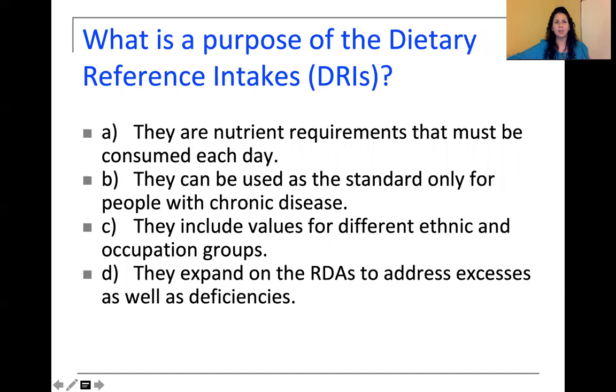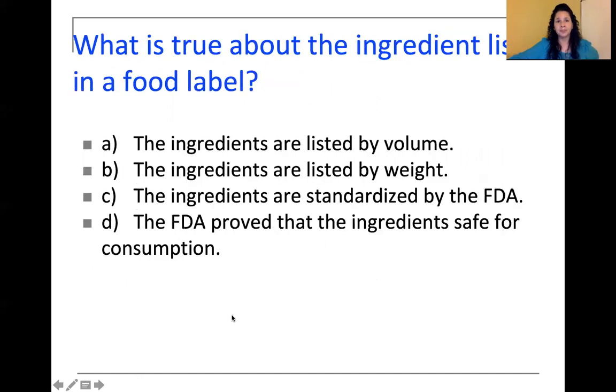Okay? And then again, we mentioned, so what's the purpose of these DRIs? Remember, we have the RDAs, which are those recommended dietary allowances, which is meeting the needs of 97 to 98% of the population. And then beyond the RDAs, we have what we call DRIs. The DRIs don't just look at minimums, they look at what's the maximum, because we don't want you to get sick because you have toxic levels of something in your system, right? So that's the DRIs. So we would see here that basically D is the answer. They expand on the RDAs to address excesses or having too much, as well as not enough, being deficient in something.